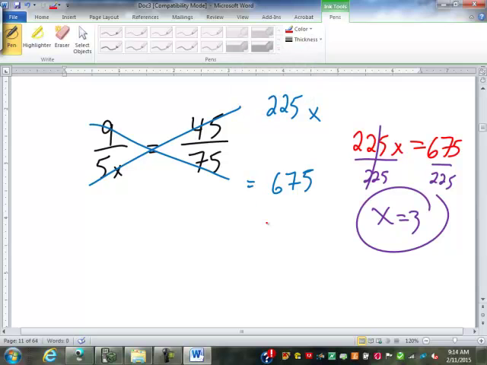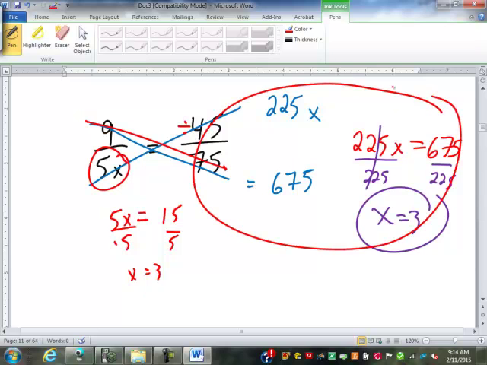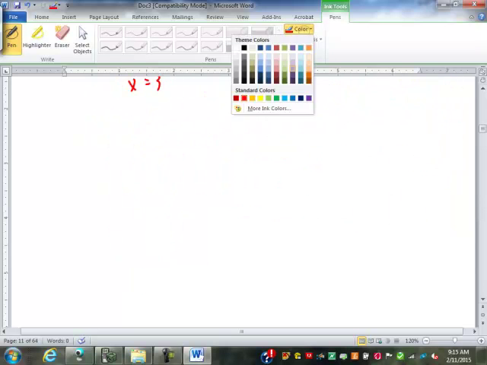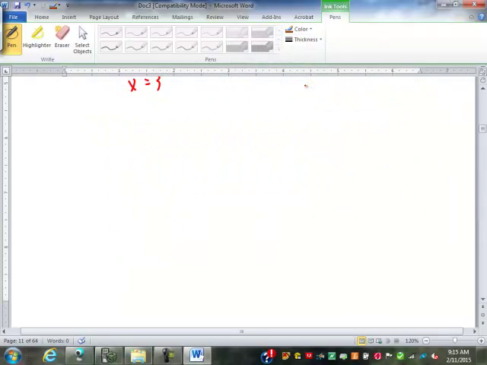There is another way you could have done this. You could have done 9 times 75 divided by 45 is 15. That tells you 5x equals 15 and divide by 5. Get x equals 3. That works as well. I just find people make fewer mistakes when they do it the full way. You have to keep track of the fact that you're not getting the final answer, that you still have to write out the equation and solve it.